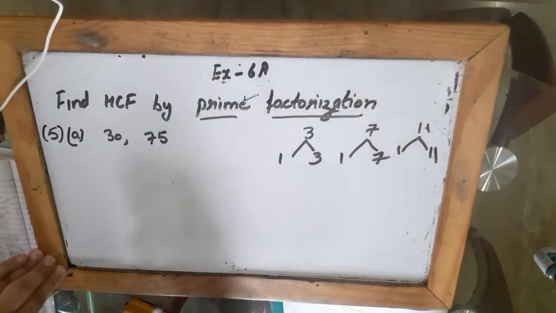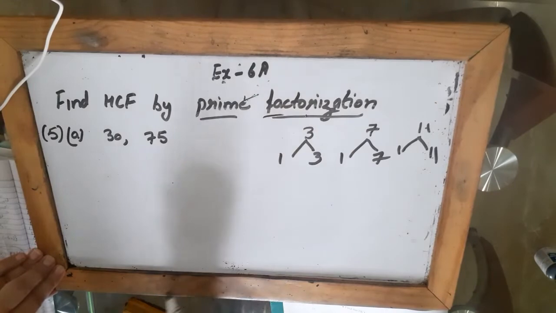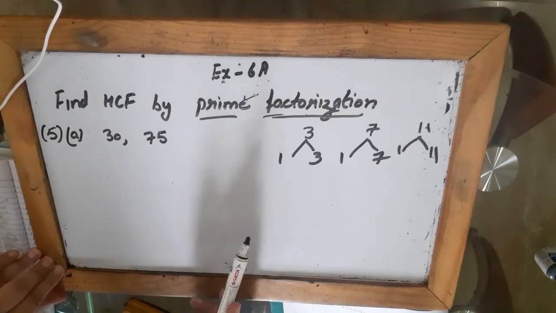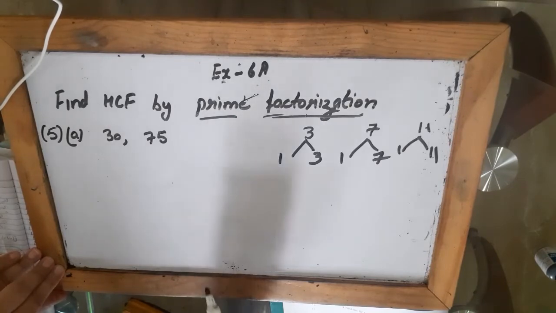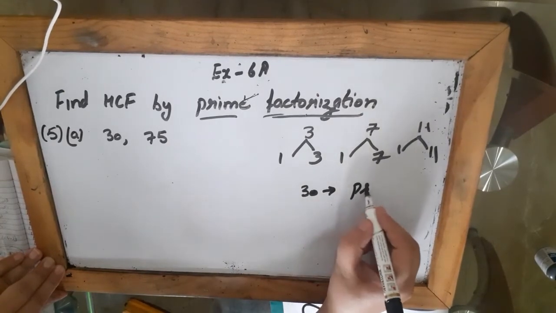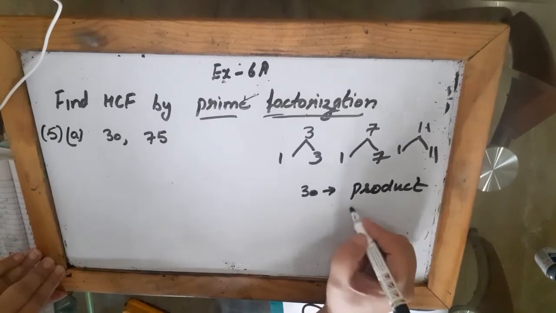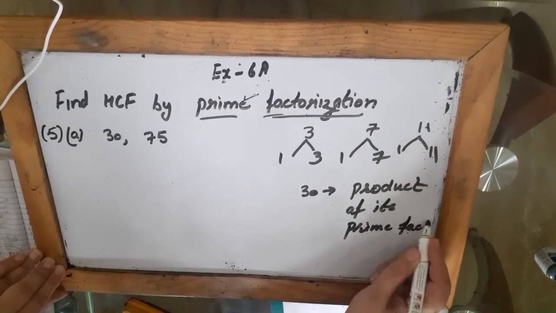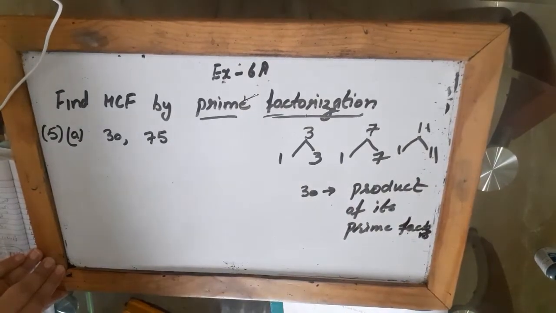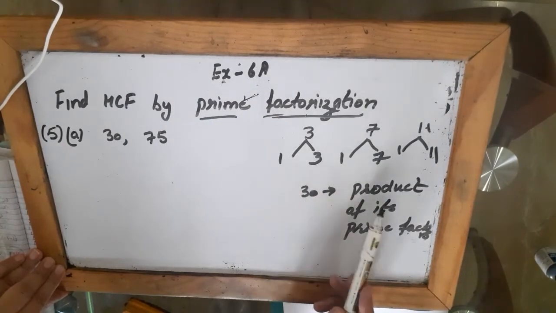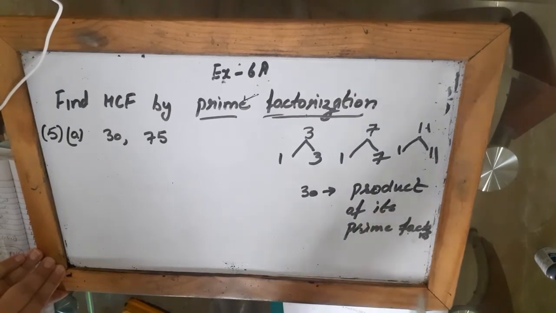And prime factors means the numbers which divide the given number exactly. So I told you how to find out the prime factorization. So prime factorization means I have to write the given number as a product of its prime factors. Hope you remember, we have done this in the previous chapter. So the prime factorization will be the product of its prime factors.